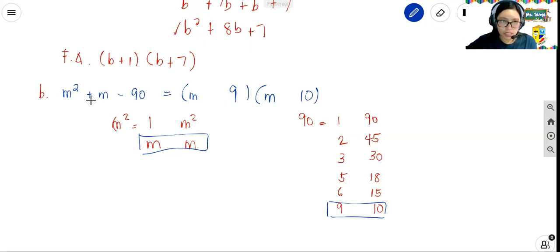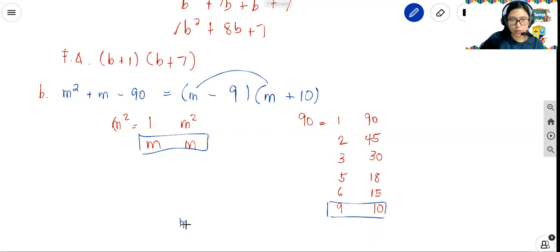So this means that my answer should have a positive sign. If that is the case, I have to put the positive sign on 10 because 10 is bigger than 9. And I will put the minus sign on 9 because the sign here is plus minus. There has to be a negative number. So let's try to multiply that.